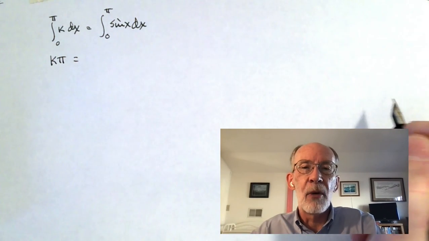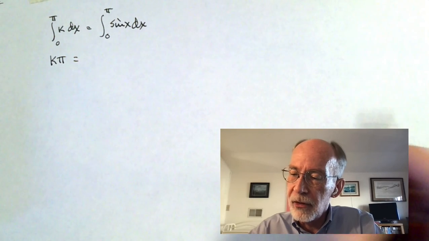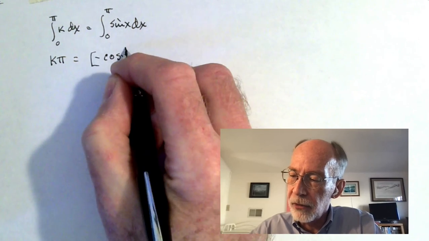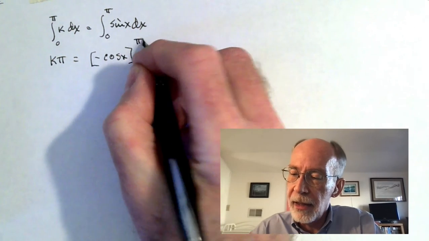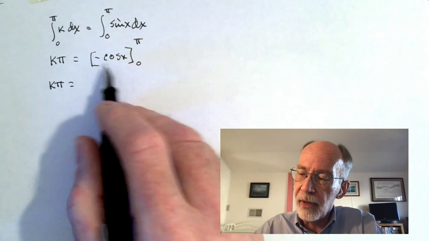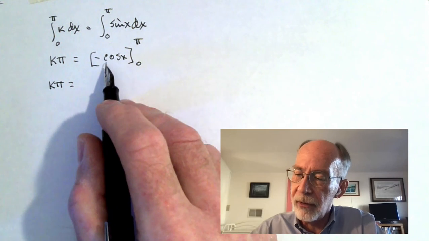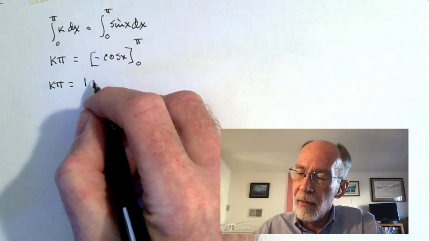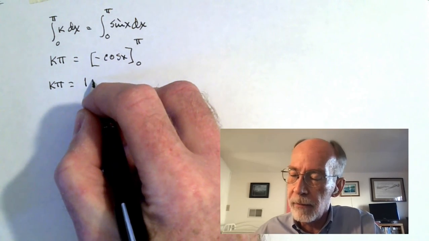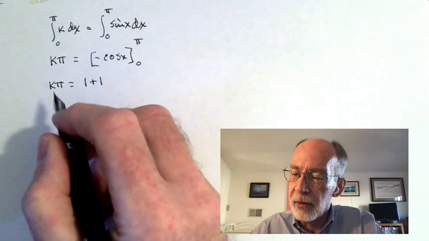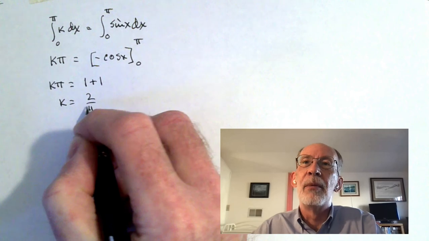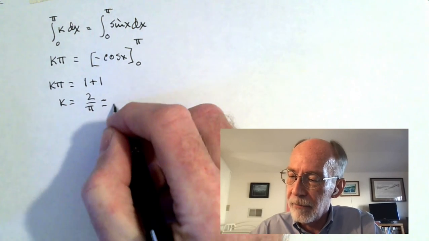The right-hand side is going to take a wee bit more work. We need to anti-differentiate, which gives us the opposite of cos x, from 0 to pi. And then we have k pi equal to, let's see, the opposite of cosine of pi. So the opposite of -1, which is 1, minus the opposite, so plus the cosine of 0, which is also 1. And so 1 plus 1 being 2, k is 2 over pi, which is about 0.637.